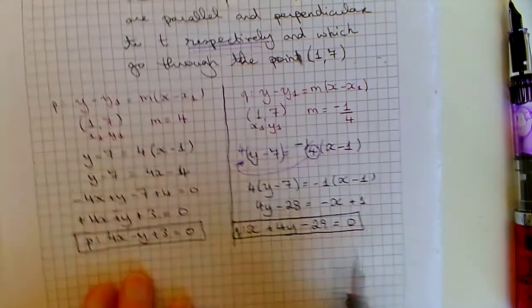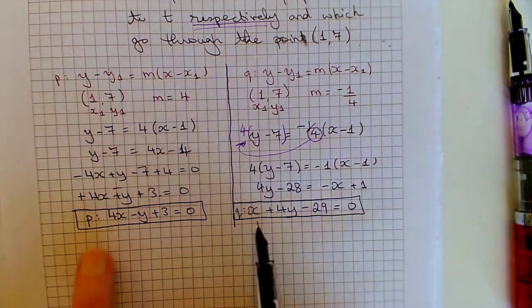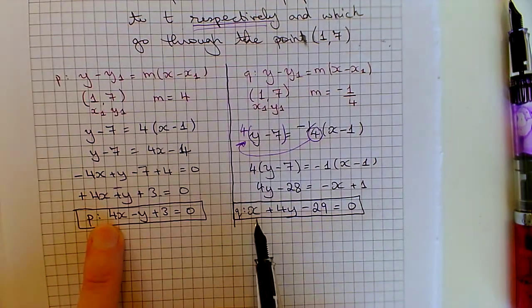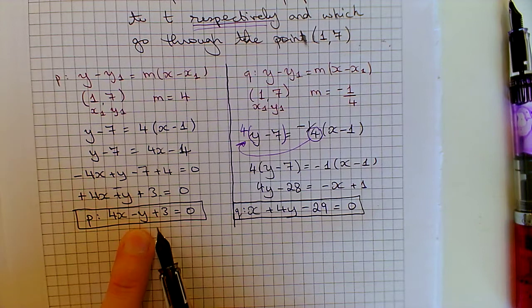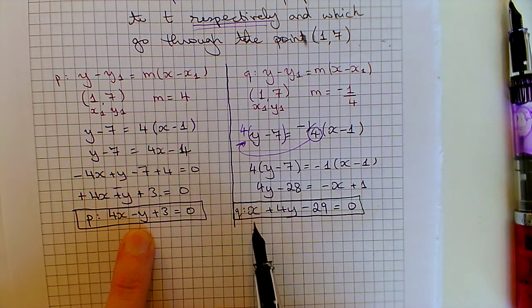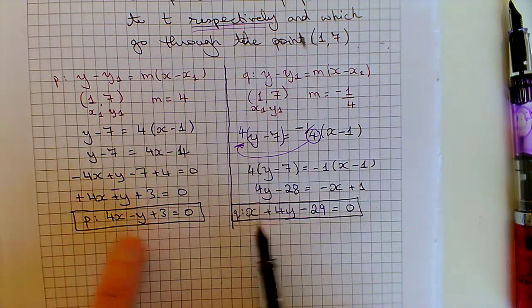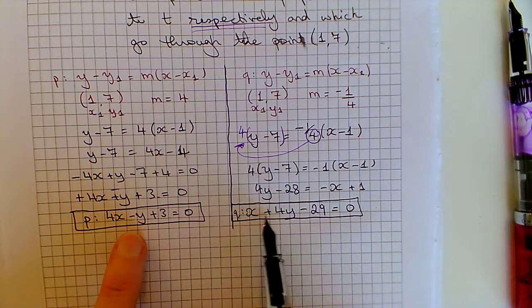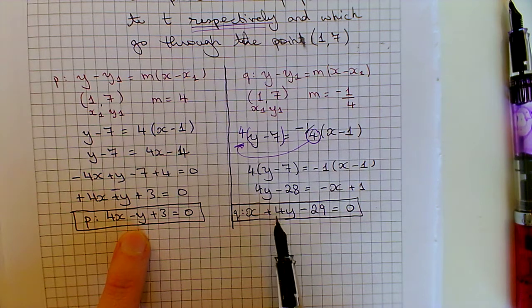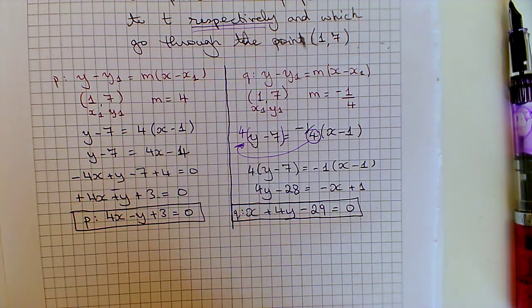Now, let's take a look at these. What we can see is that here the x coefficient is 4, and here the y coefficient is 4. Here the y coefficient is minus 1, and here the x coefficient is plus 1. So the x and y numbers, coefficients, have swapped, and one of the signs, the y sign, is negative on one and it's plus on the other one.